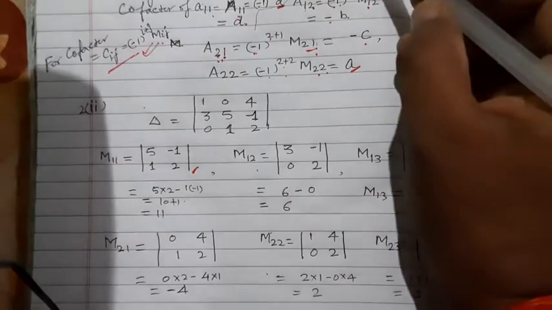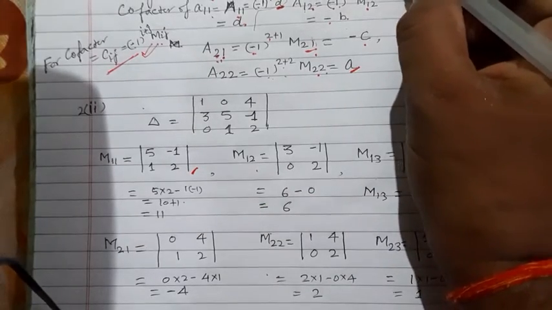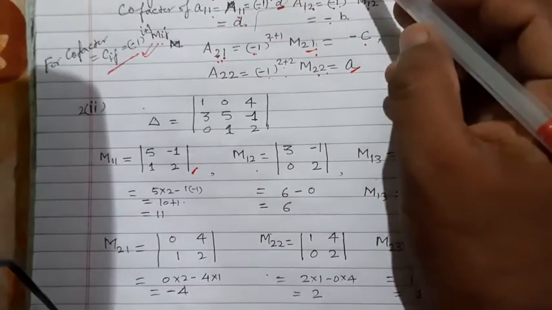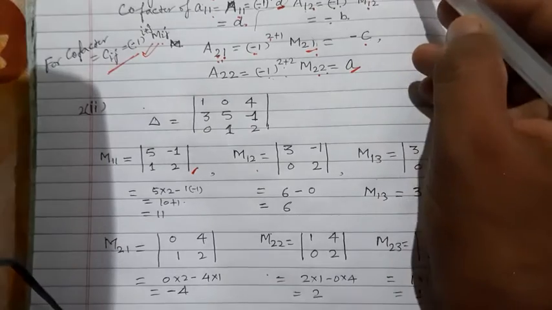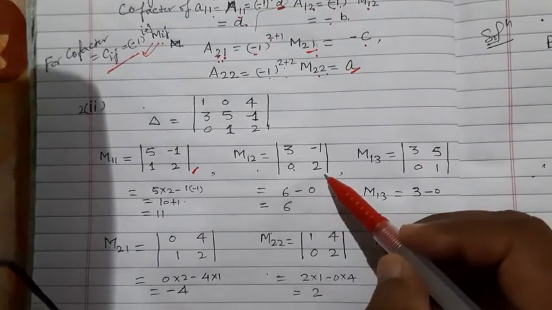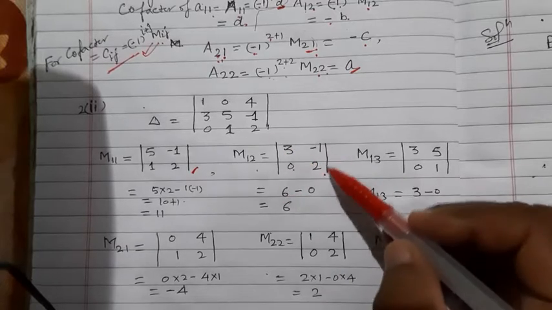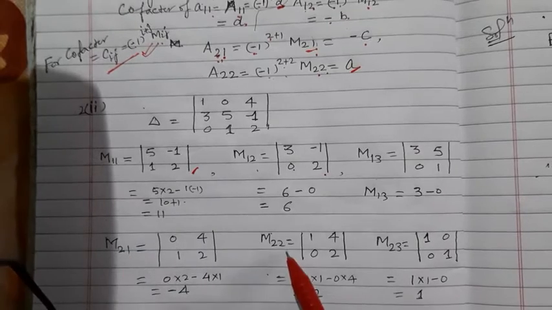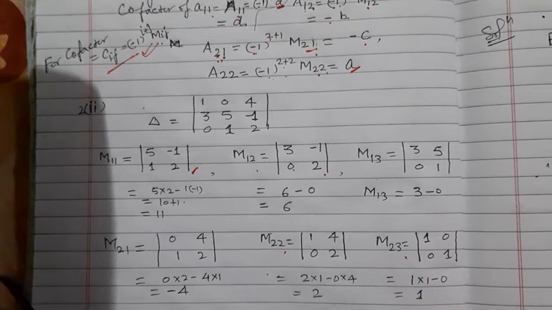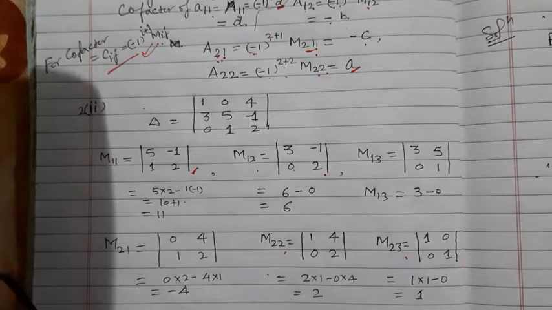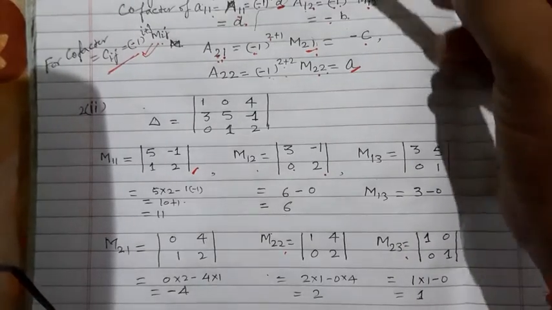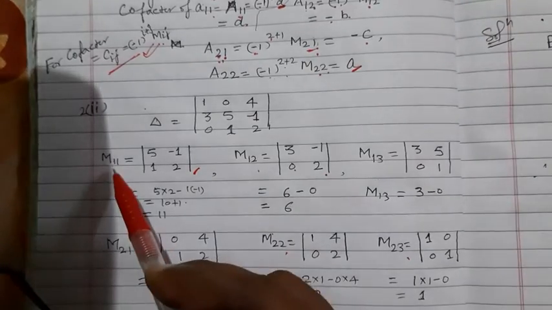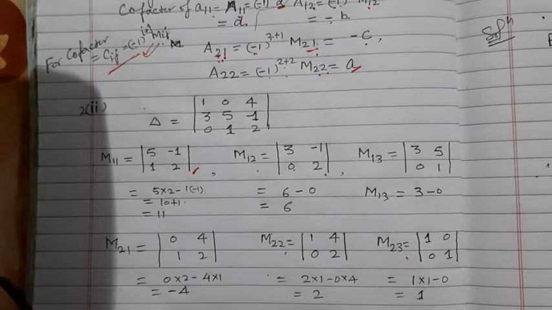Again M12. If you are finding the minor of M12, then this column is deleted and this row is deleted. So then remaining elements are 3, -1 and 0, 2. Again you have to write the determinant form. Similarly, you have to find M11, M13, M21, M22, M23 and M31, M32 and M33. मतलब means you have to find the minor of each element. There are 9 elements, so you have to find the minor of 9 elements.